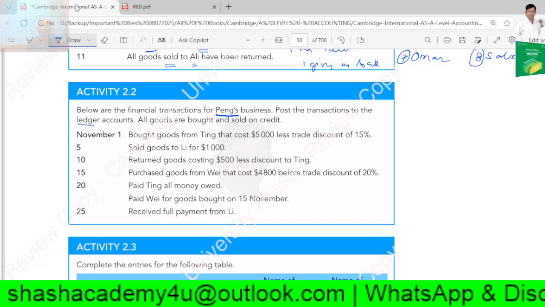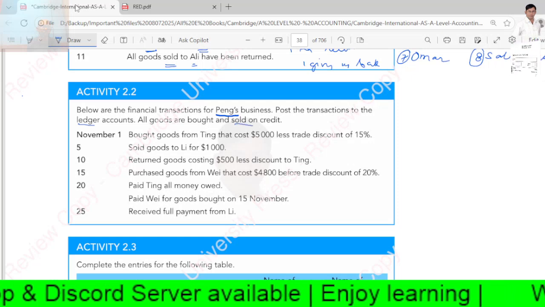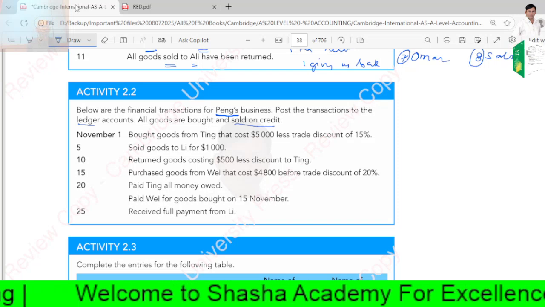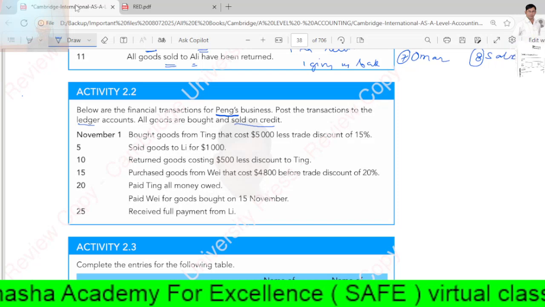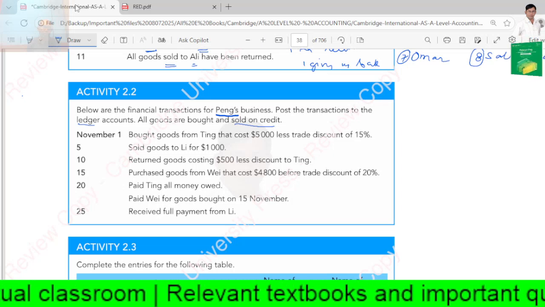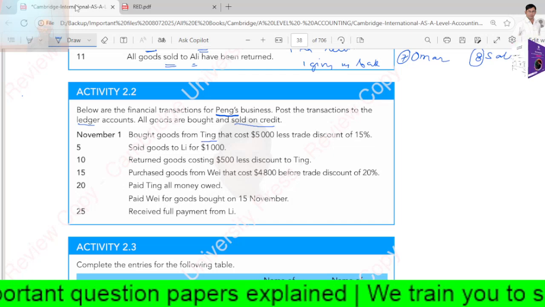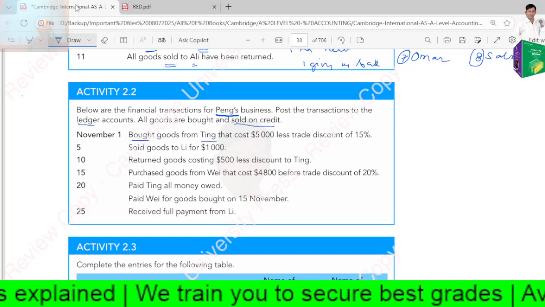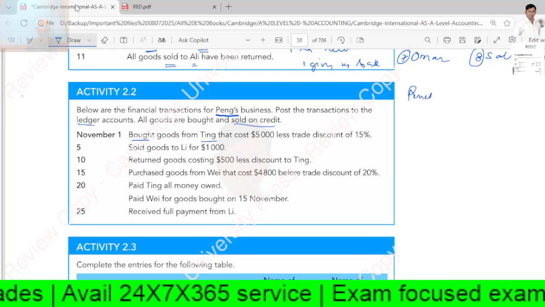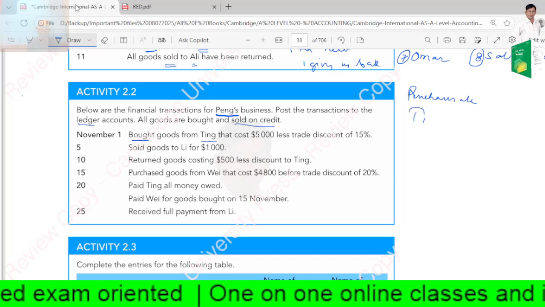All goods are bought and sold on credit, so no cash payments, no bank payments. The date is November 1st. Let us make the list of ledger accounts that we may have to create. Bought goods from Ting, so purchases account and Ting account.